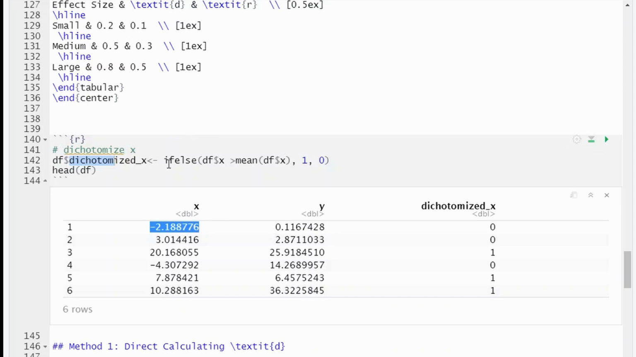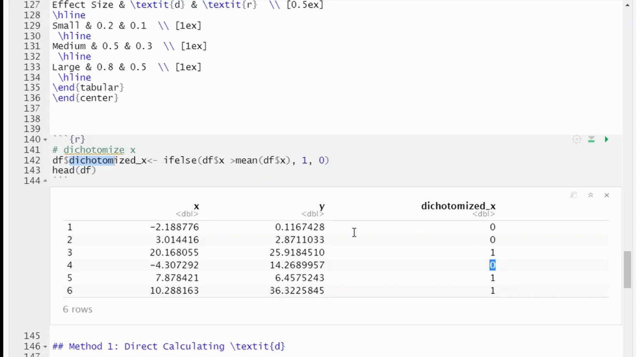Basically, this code dichotomizes x based on the mean of x. So if a number, for instance, on this continuous scale, is smaller than the mean, we call it 0, and if greater than the mean, we call it 1. So this is still smaller than the mean, so it's 0. But this is greater than the mean of x, so we call it 1.